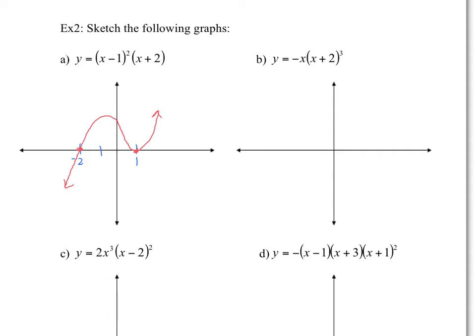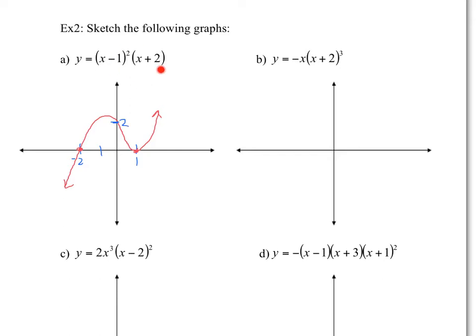The only piece that I'm missing here is the y-intercept. The way we calculate our y-intercept is simply by multiplying the constants in our function. So we have negative 1 squared, which is 1. 1 times 2 is 2. So our function passes through y equals 2. And there's our function.